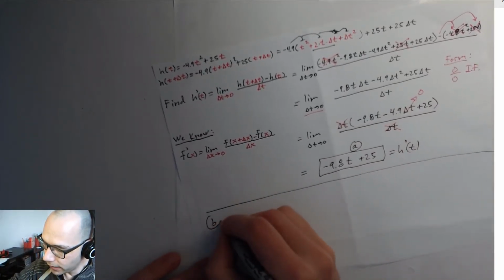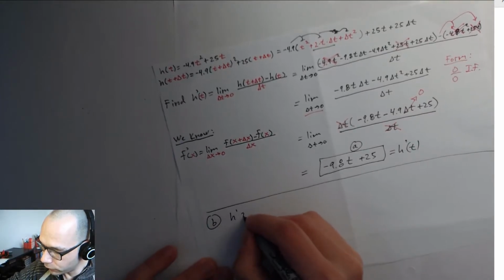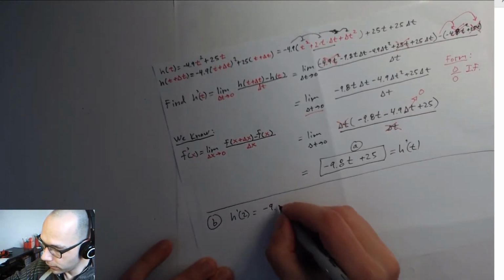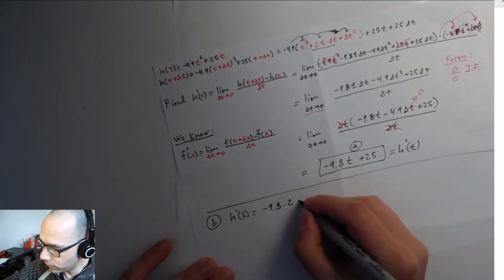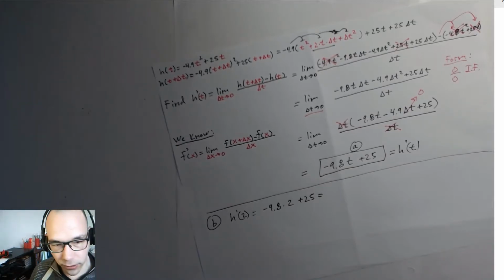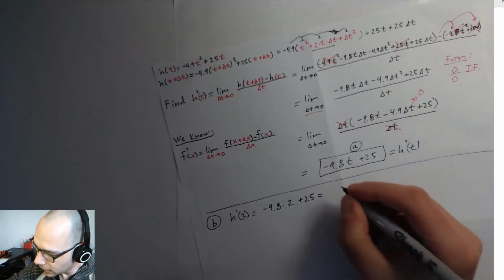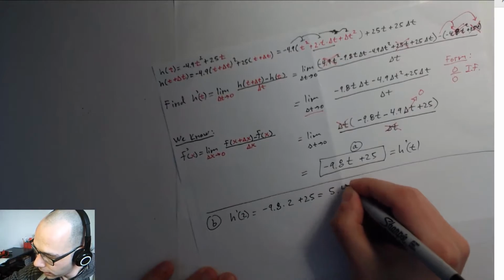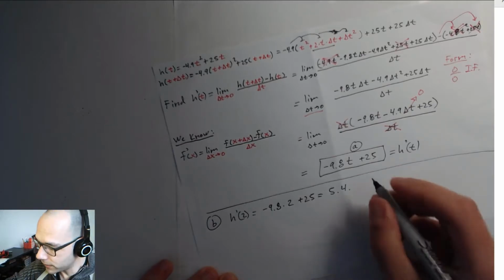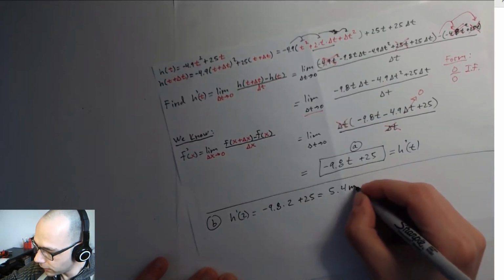Now for B, we have to evaluate h prime of 2. Well, h prime of 2, you just have to replace t by 2. So it's going to be negative 9.8 multiplied by 2 plus 25. What I got is 5.4. I got it right here. I got 5.4. And remember that you have to put the units because it's from a context. It was the height of the ball, so it's in meters.